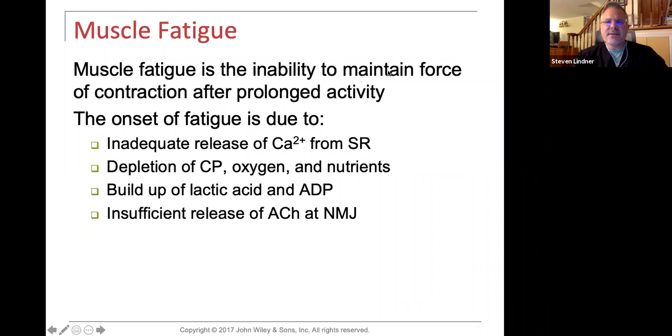Muscle fatigue is the inability to maintain the force of contraction for a long period of time because you're exhausted, you're tired. Well, when can this happen? Well, maybe you don't have enough calcium, right? Inadequate release of calcium from the sarcoplasmic reticulum, you're not going to have strong enough contractions. Maybe you don't have enough creatine phosphate.